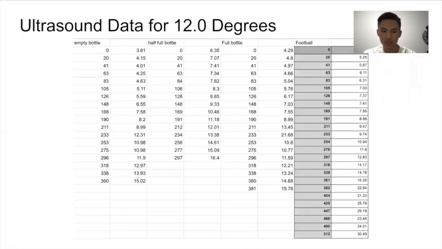This is the ultrasound data for 12 degrees. We have the data for the empty bottle, the half full bottle, the full bottle, and the football. We couldn't get the ultrasound data for the tennis ball and the golf ball because of the spherical surface. We couldn't get accurate data measurements.